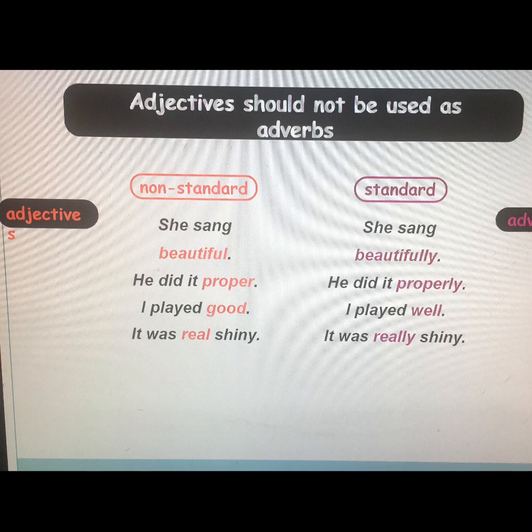Another example. "He did it proper." This is non-standard English. We're using the adjective proper, but in standard English it would be "he did it properly." Here we have the adverb properly to describe how he did it.